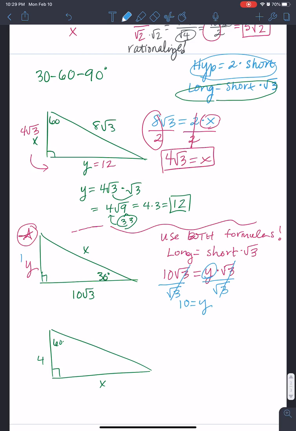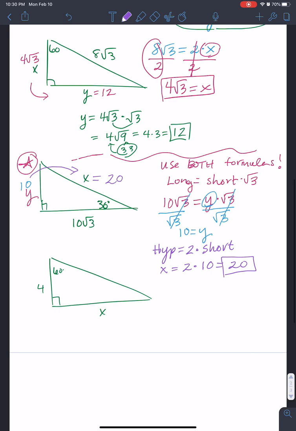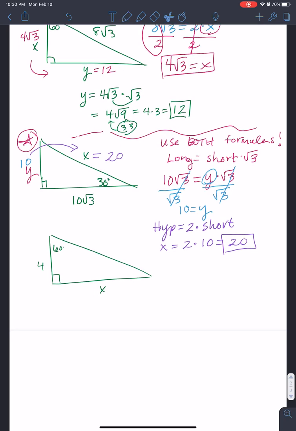It is simply 10. Okay, which a lot of you guys did, and then you forgot to go one step further, which was actually to find this hypotenuse here. So now I have to use the second equation, which is that the hypotenuse is 2 times the short leg. Now that I know the short leg, I simply am going to plug in 2 times 10, which is 20. So my final answer for x is 20. Cool? Okay.